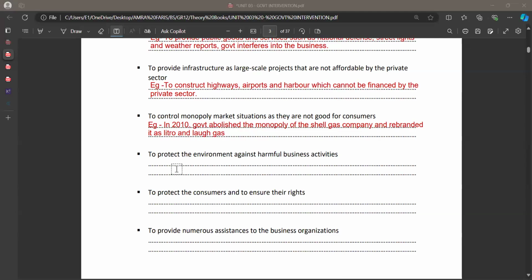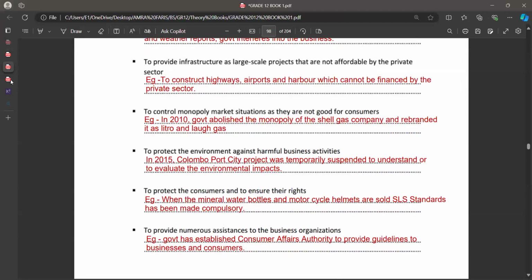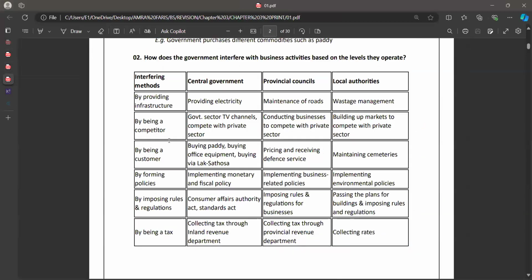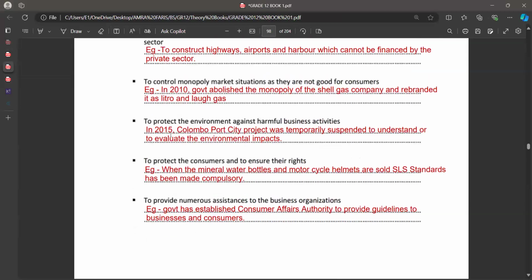Okay, next one. To protect the environment against harmful business activities such as monopolies and so on. We will see an example of that. Now see here, in 2005 you have the Colombo Port City project. It was temporarily suspended. Now it's being built, right? It's nicely built now. I think it will be finished in some years. Do you know why they suspended it?